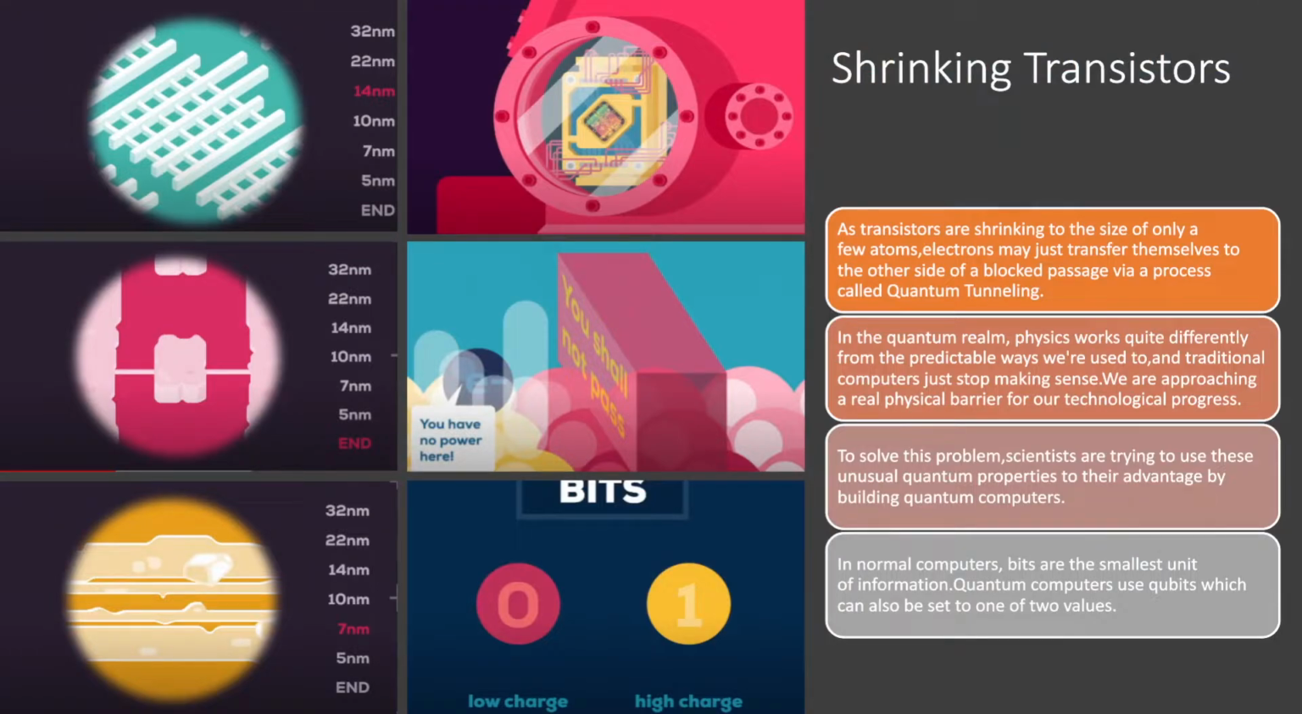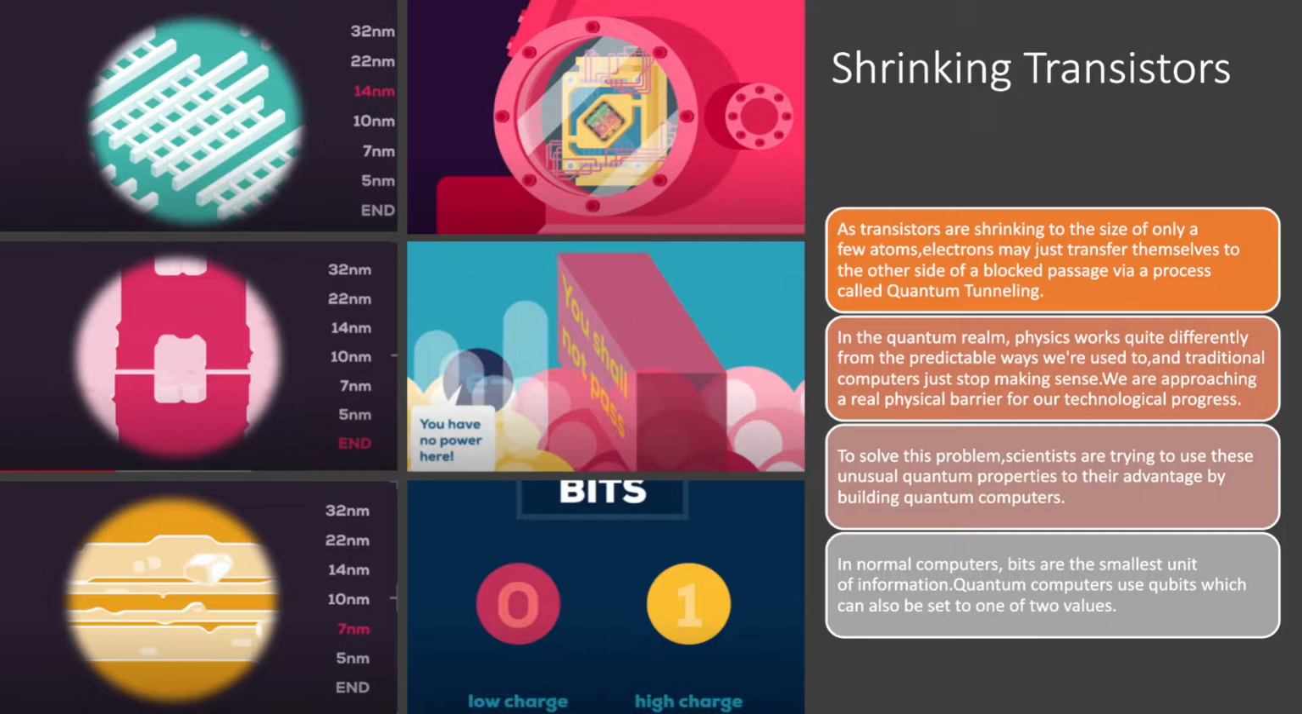Today, transistors have a size of 14 nanometers, which is roughly 8 times smaller than the diameter of HIV virus and 500 times smaller than a red blood cell. In the quantum world, physics operates in a very different way than we are used to, and regular computers just cease working. We are nearing a physical impediment to our technological advancement.